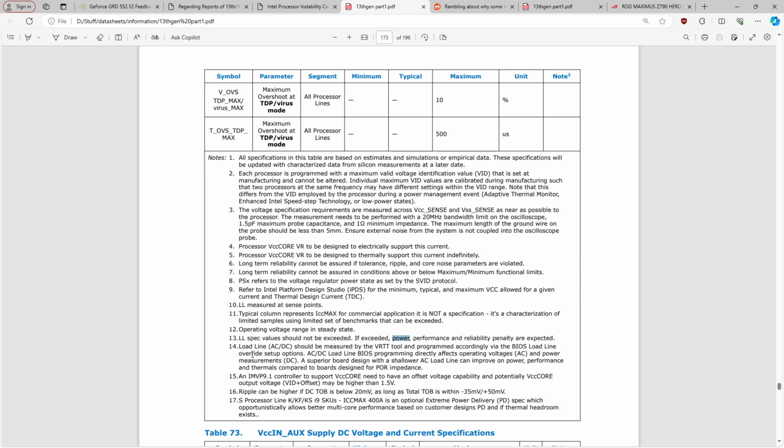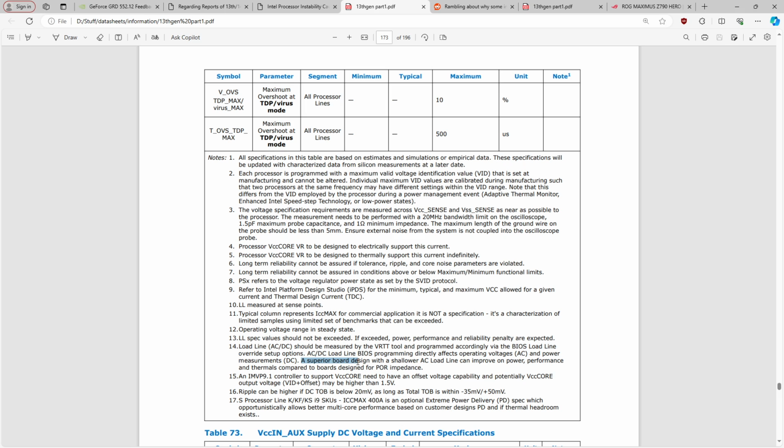And then when you read 14 over here, load line should be measured by the VRTT. So this is a test tool for the voltage regulator that's provided by Intel to the motherboard manufacturers. Should be measured by the VRTT tool and programmed accordingly via the BIOS load line override setup options. AC/DC load line BIOS programming directly affects the operating voltage. So the AC load line directly affects the operating voltages, and the DC load line basically affects the power measurements from the CPU. Basically, if you mess with the AC load line, you get different operating voltages, and if you mess with the DC load line, you get different power readings.